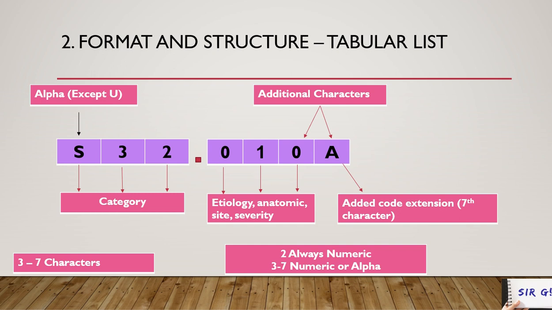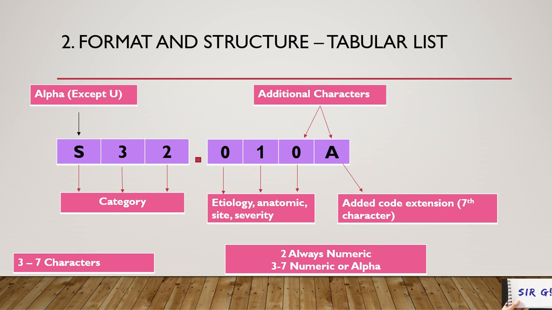So these 7 characters are grouped into 3. Your first 3 characters are also known as your category. Your 4th, 5th, and even your 6th are also known as your subcategories. And your 7th is your code, or your valid code. But I'm not saying that all codes should always be 7 characters. A code can be valid even if it's only 3 characters. A code can be valid even if it's 4 characters. A code can be valid if it's only 5 or 6 characters, as long as you are coding to the highest level of specificity.